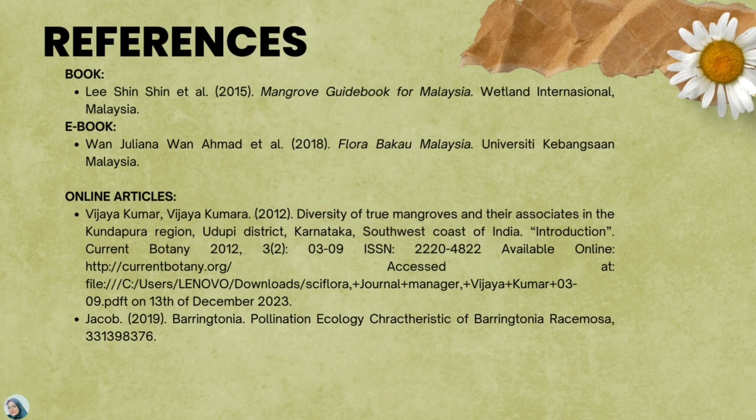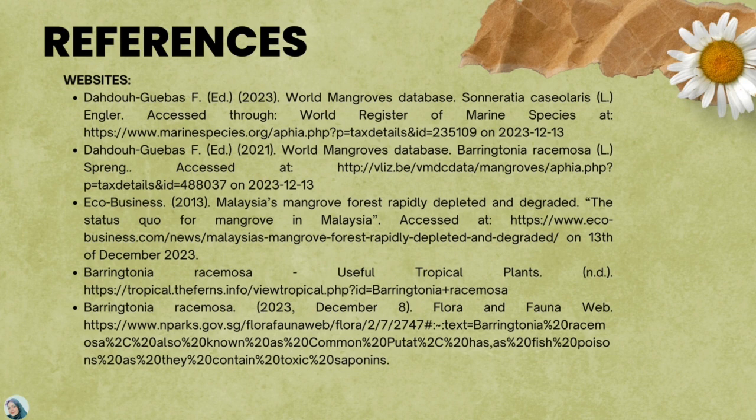So these are the references that we have used for our lab report, which are books and ebooks for the identifying process and online articles for more information. The same goes for the website references, where the first and second websites are used for the identifying process, and the next website is used for the description about the samples.